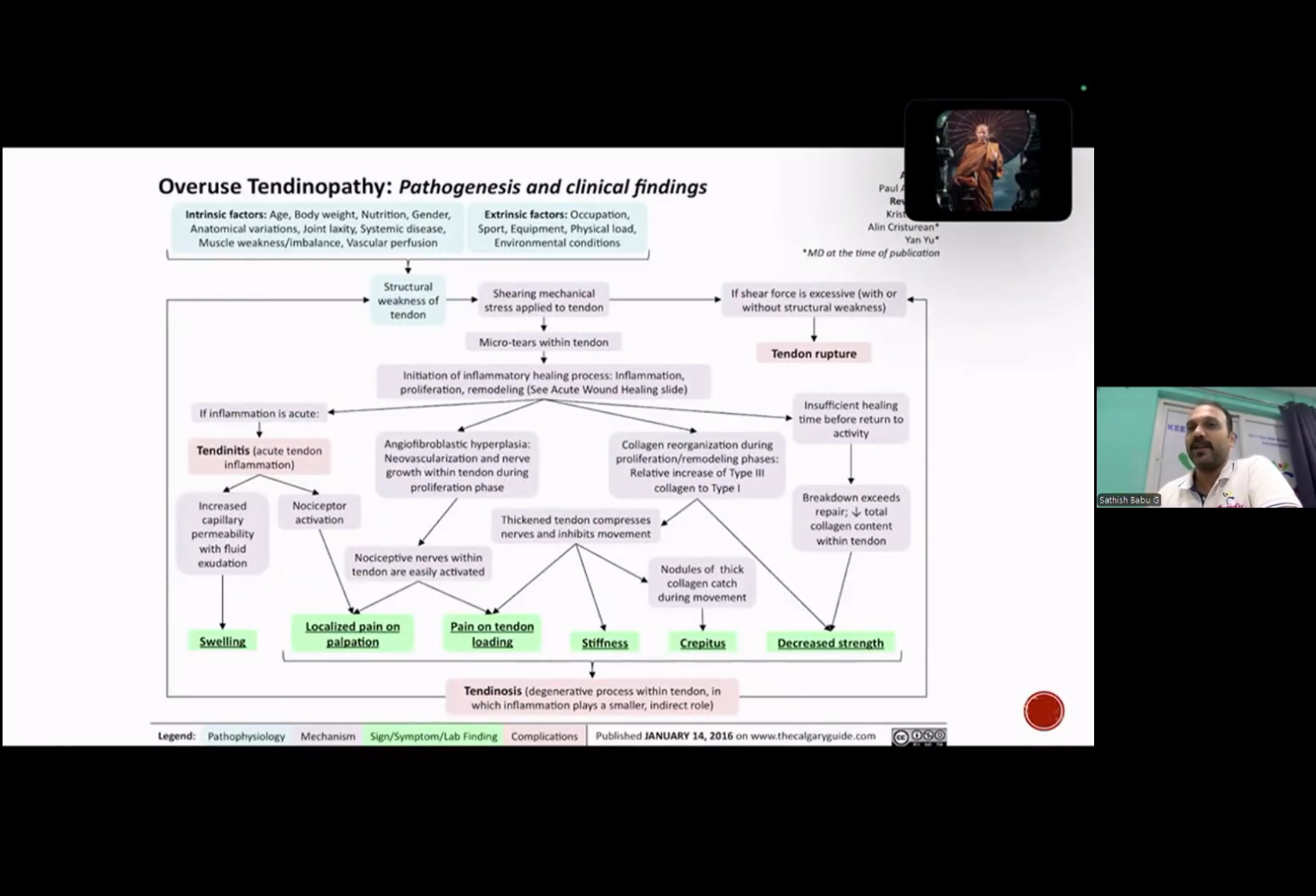In a very chronic injury, the remodeling, the proliferation phase extends to a much longer duration. So till then we work on. So if the shear force is very excessive, with or without structural weakness, that can lead to a tendon rupture or a physical tear in the tendon. So there is a micro tear and there is a physical tear. Most of the classic cases which we see are micro tears within the tendon.